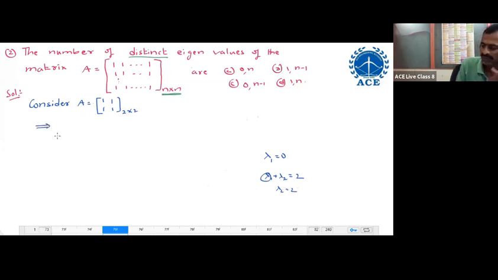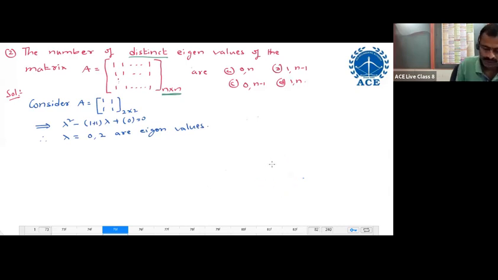For this matrix, eigenvalues are 0 and 2. Or, lambda square minus (1 plus 1) lambda plus determinant equals 0. Therefore, lambda equals 0, 2 are the eigenvalues. For this 2 by 2 matrix, eigenvalues are 0, 2 only.